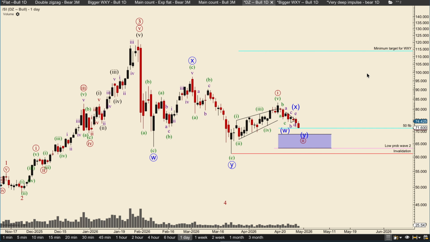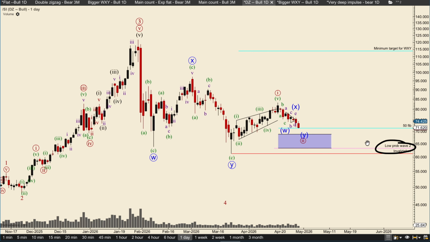So yeah, let's wait and see if we get down here to increase the probability that this is a leading diagonal. And also the move up is very important. If we get a 1, 2, 3, 4, 5 move up, or if we get a 1, 2, 3 move up, then it's a higher probability that this move down is an impulse, even though the time is an issue in the guidelines. So yeah, that is currently what I am looking for.